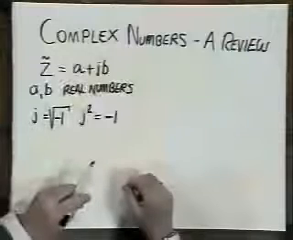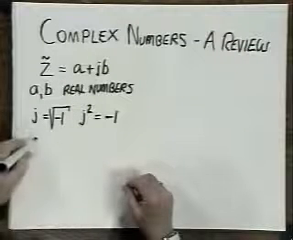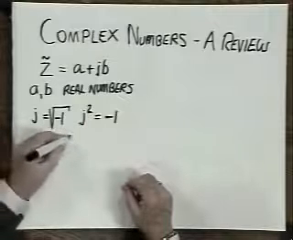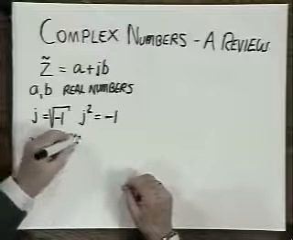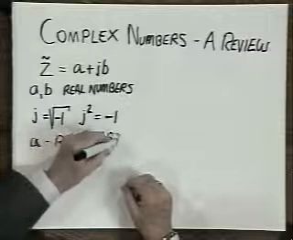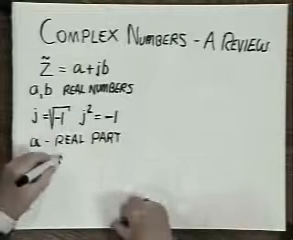A and B are real numbers. J is the square root of -1. A is the real part of this complex number. And B is the imaginary part.